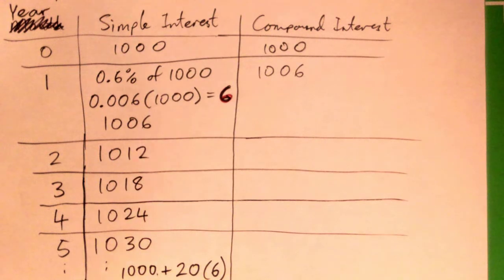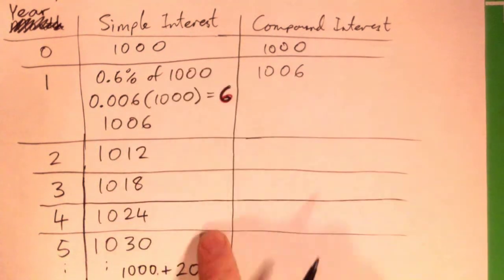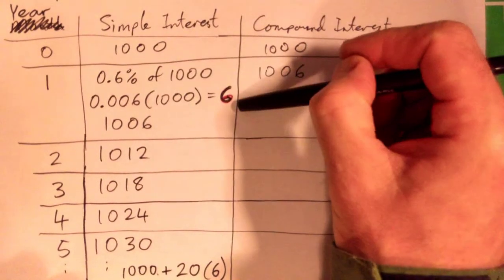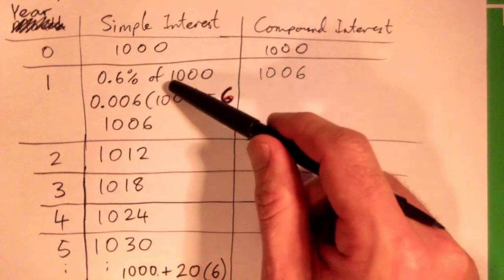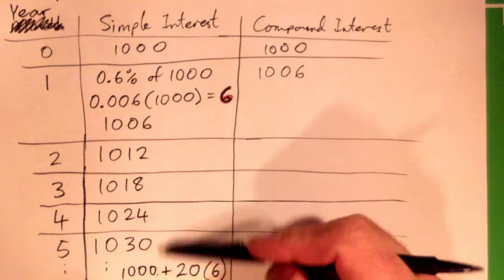Okay, so I'll explain. You ready to go? Compound interest means we don't just keep getting 6%. With simple interest, you get 0.6% of 1,000 each year, and we just add on $6. That's simple. Does that make sense?